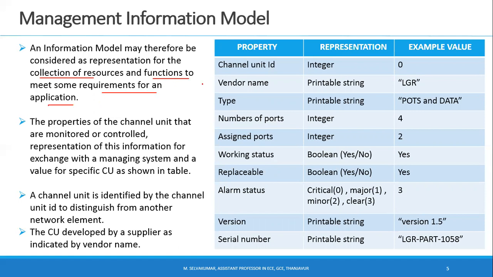Here the table represents the channel unit of the managed objects and how the values have to be given, identified by the different managed objects that are shown in this table. The properties here, the channel unit, are independent of each managed object. The properties of the channel unit that are monitored and controlled represent this information for exchange with a managing system and a value for a specific channel unit as shown in the table.